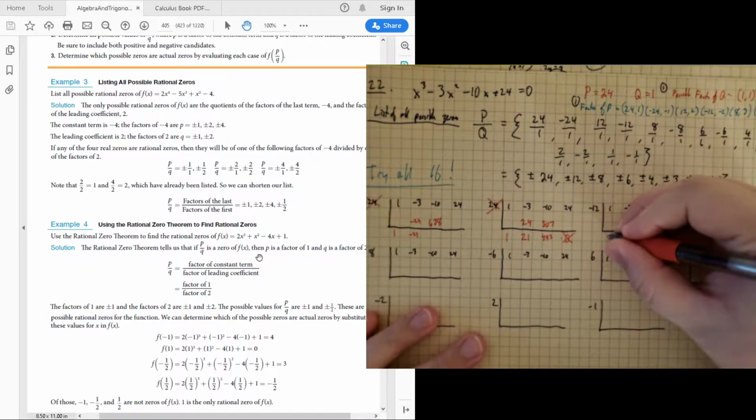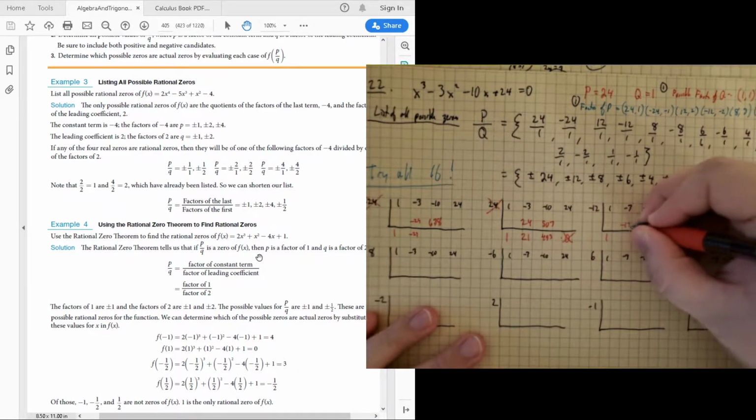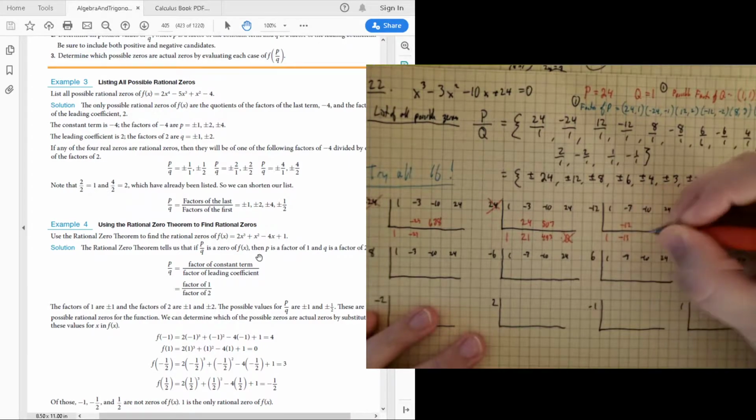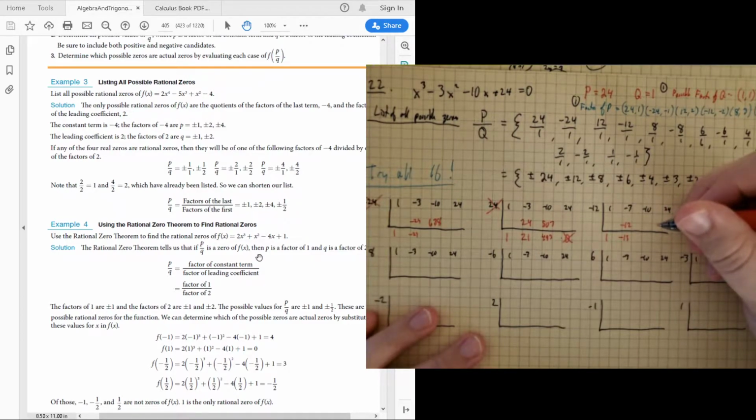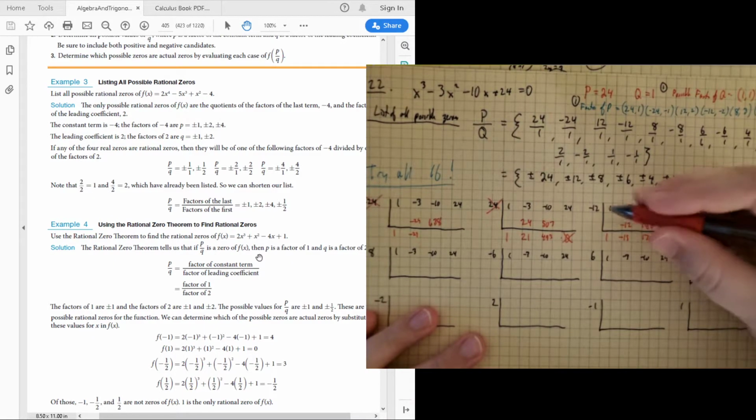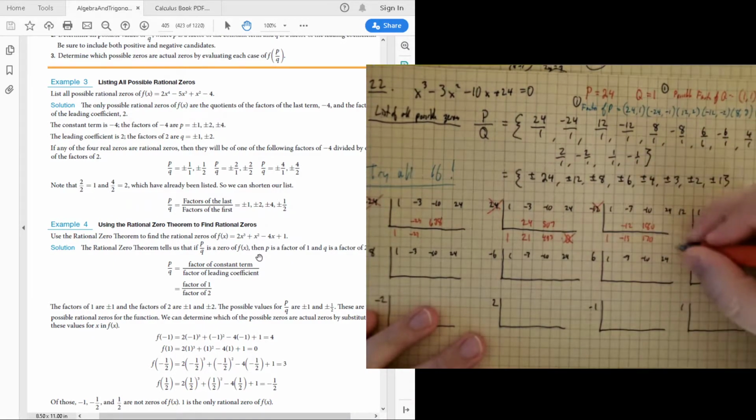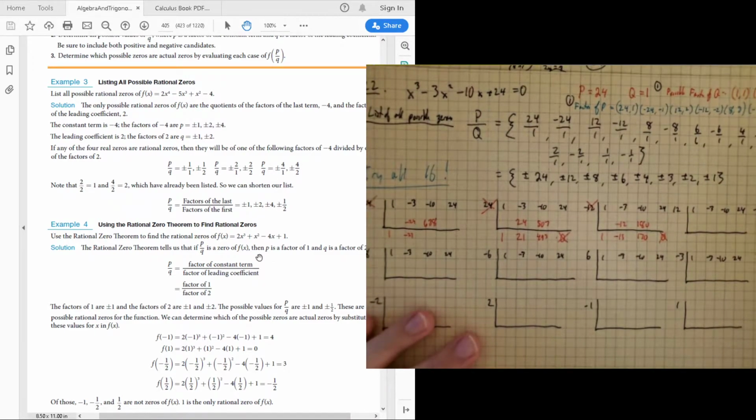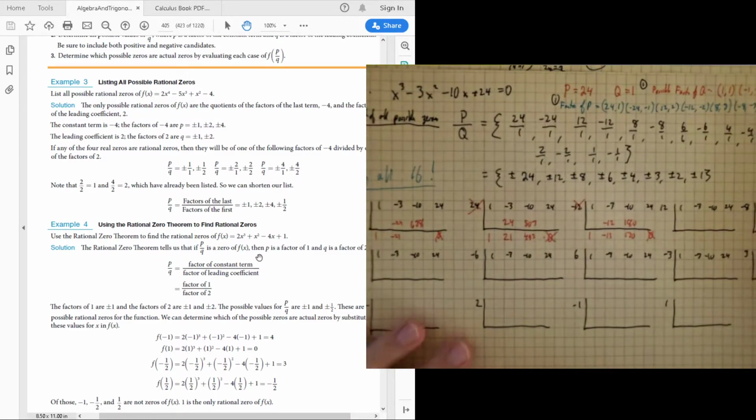Use smarts. Use them. 1, -12, -15. 12 times 15, that should be 180. 180 -10 is 170. And that's not going to work. There's no way I'm going to possibly get to 0. Use some intelligence here.